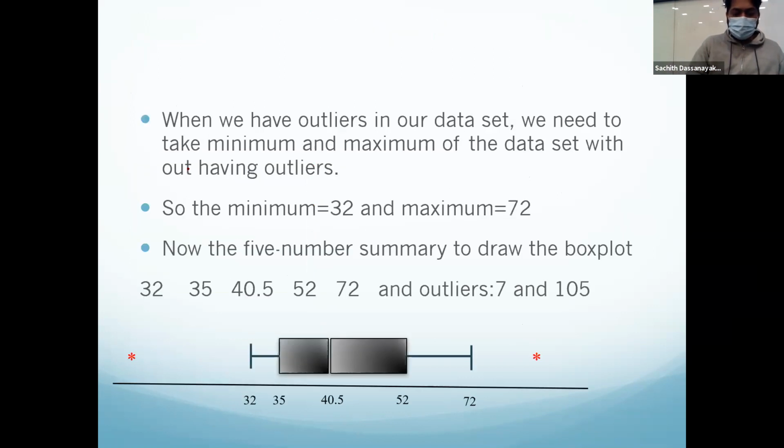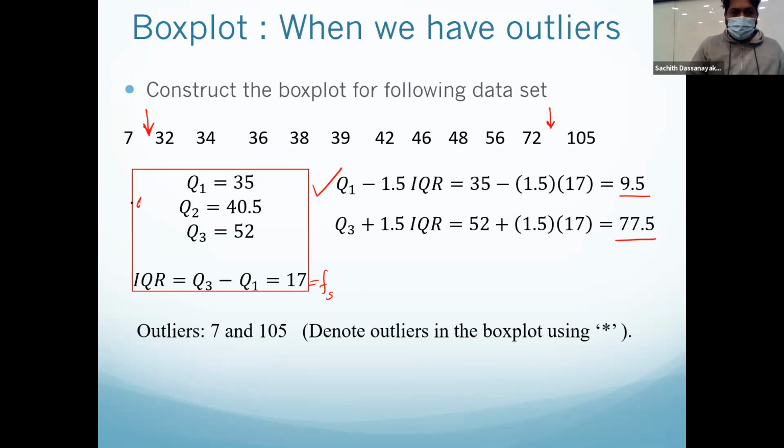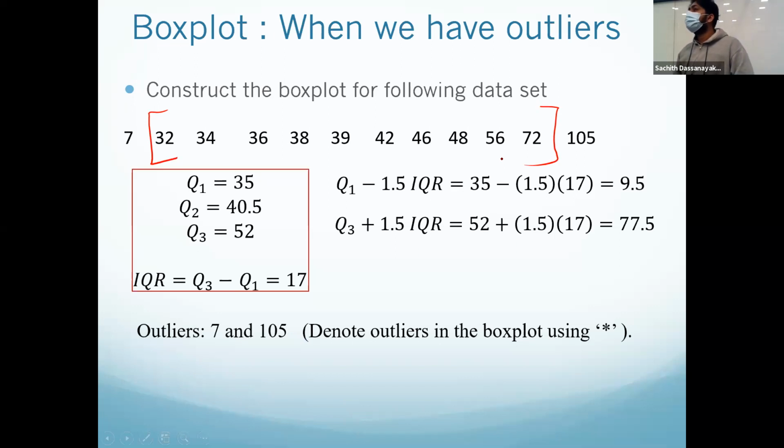So whatever you have to consider, you have to consider within this range. Okay. So now your new minimum and maximum is 32 and 72 respectively. Okay. Clear? So you have to change that according to the outliers. After you figure out what the outliers are, definitely you have to change your minimum and maximum.